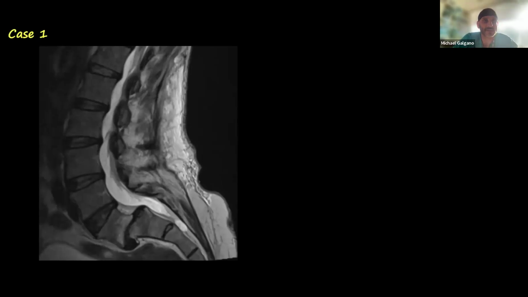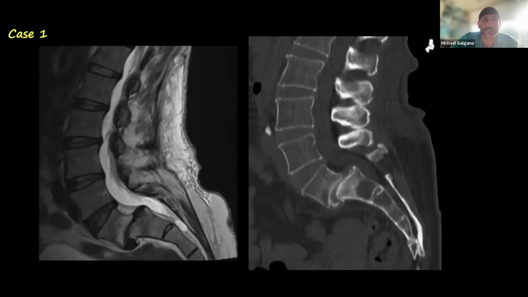But this is the scan that she had at the outside hospital. And they called me and said, Dr. Galgano, we have a patient that has a spondylolisthesis at L5-S1, and she's losing function in her legs. They also had a CT scan. So, what do you think about this, Wendy? Does that quite add up?